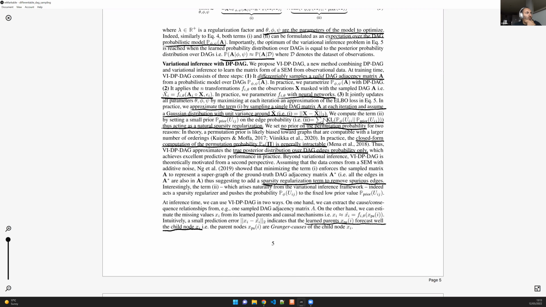So these are about the training time, which consists of 3 steps. Differentiable sample. So these are the same steps, right? Yeah, I think in step 2, it applies n transformations, f theta, and so on. It's this xi estimate equals the functional form of ai dot x.